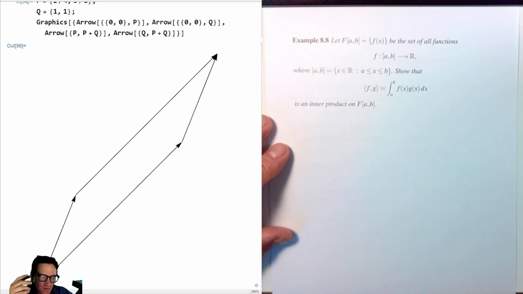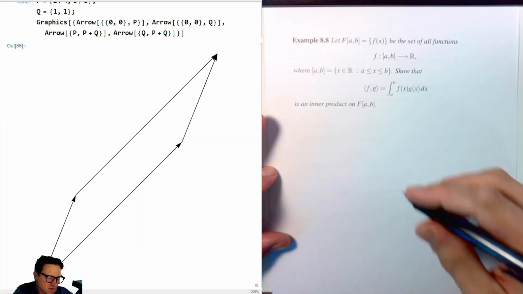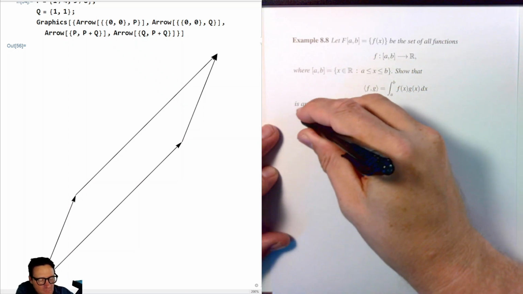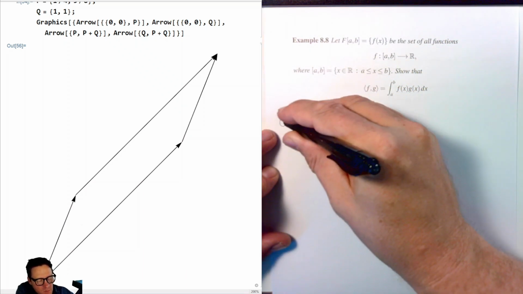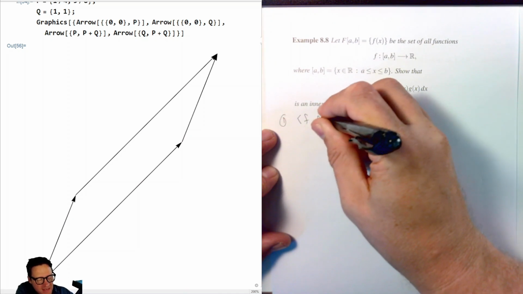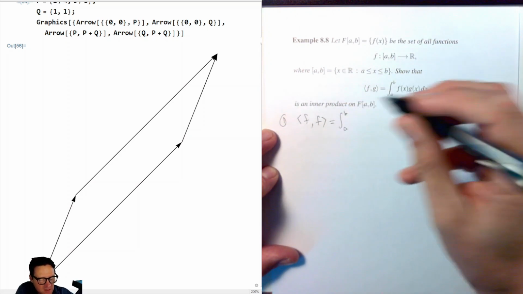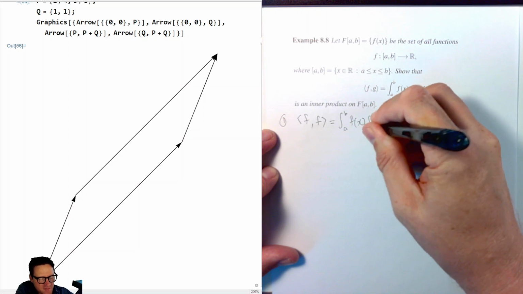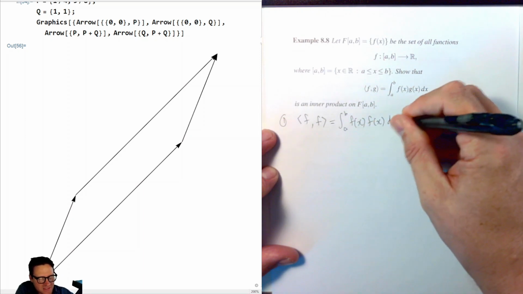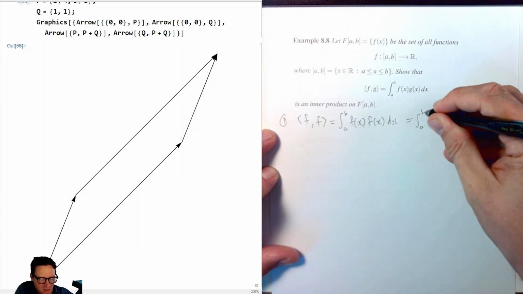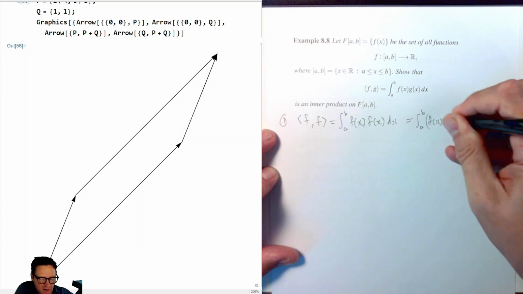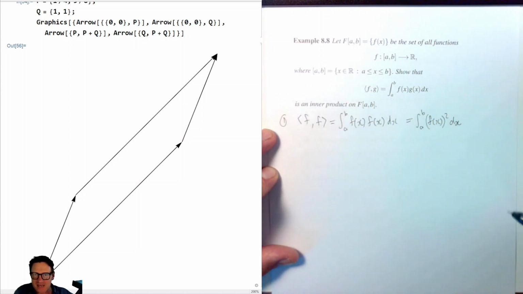Okay, so we need to check those three conditions of the inner product. So the first one would be f inner product f. This is defined here as the integral from a to b of f of x times f of x with respect to x. So that's the integral of f of x all squared with respect to x between a and b. And remember what this represents. This represents an area under a curve.